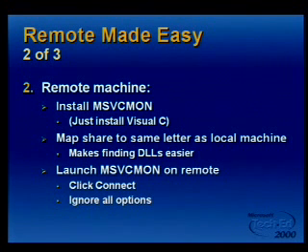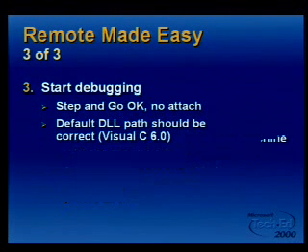So this means that O:\foo.dll is O:\foo.dll on both machines. And as normal in remote debugging, you launch the little debugging monitor MSVCmon, click on connect, forget about all the options, just go, and you're ready to go. Then to start debugging, you can do step and go, but you can't do remote attach.